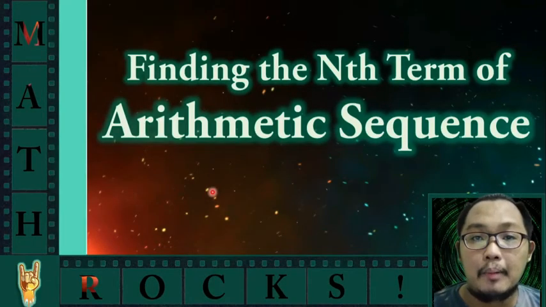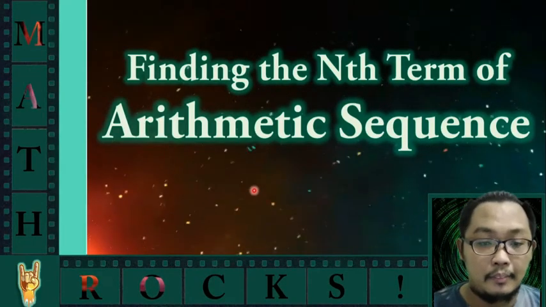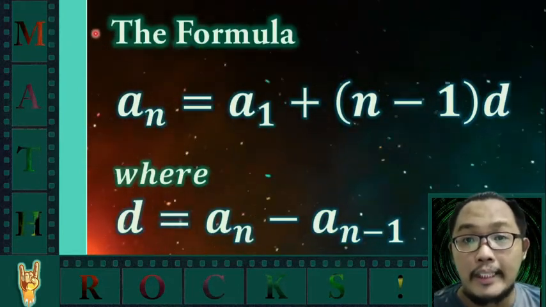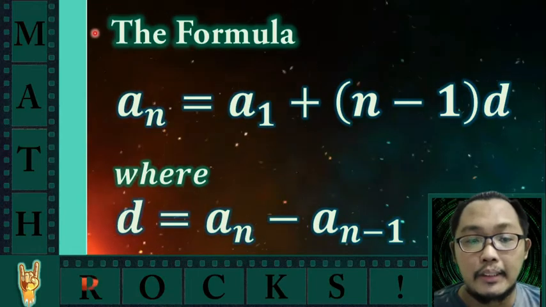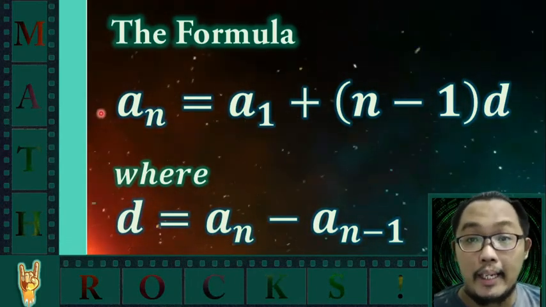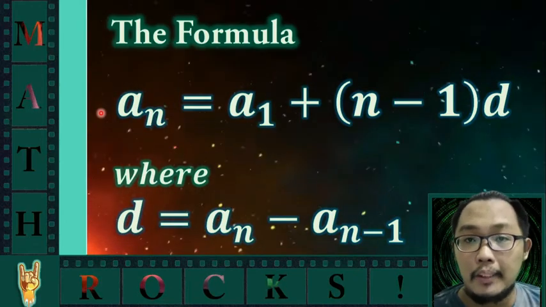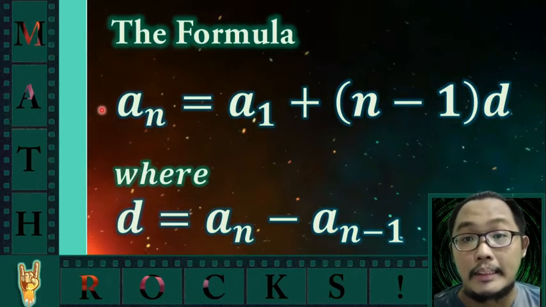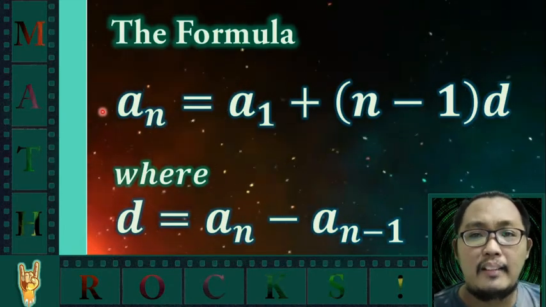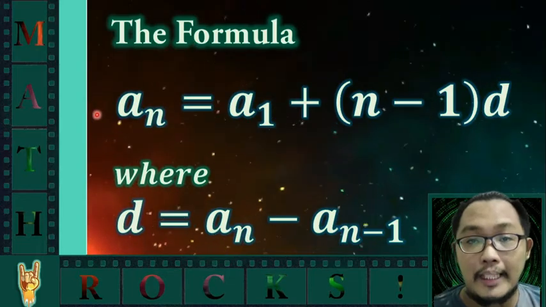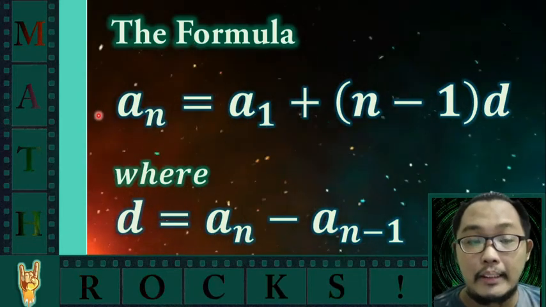Finding the nth term of arithmetic sequence. In our lesson, we will be using the formula a sub n equals a sub 1 plus the quantity n minus 1 times the common difference d. I have a video about deriving this formula for the nth term of an arithmetic sequence.